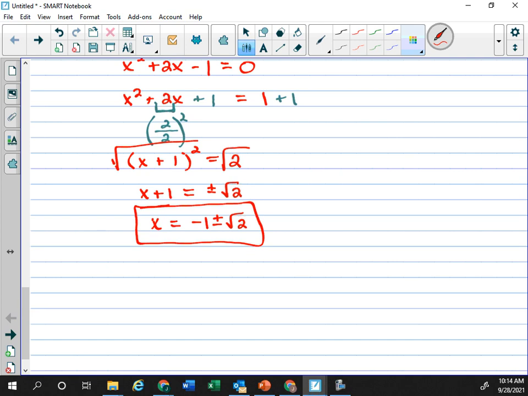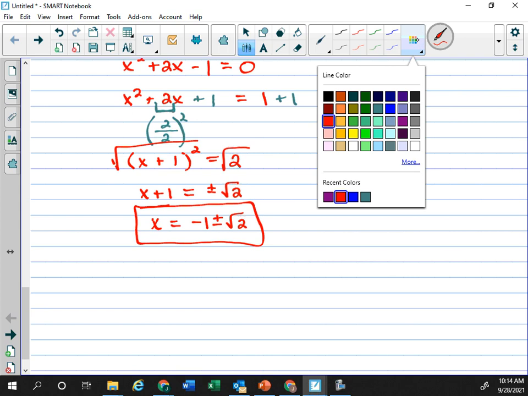Questions on that? All right, how do we feel about completing the square? How many of you are like, yes, I definitely did that last year? About half, okay. All right, good to know. We will revisit.